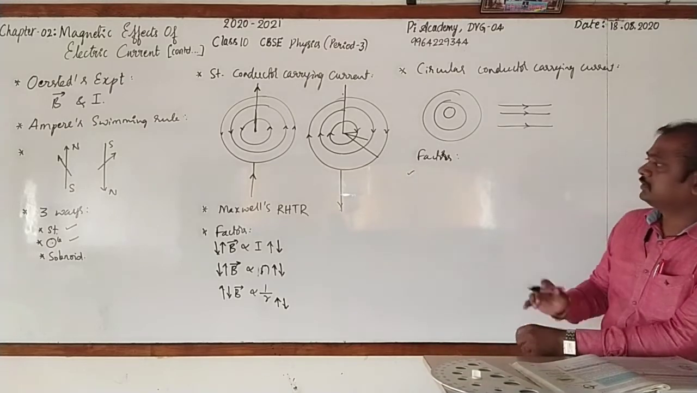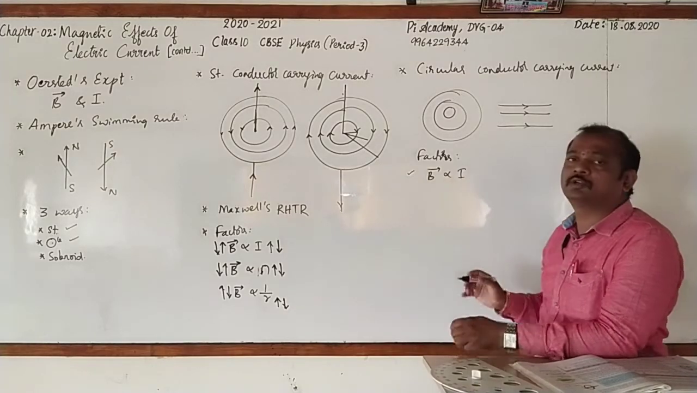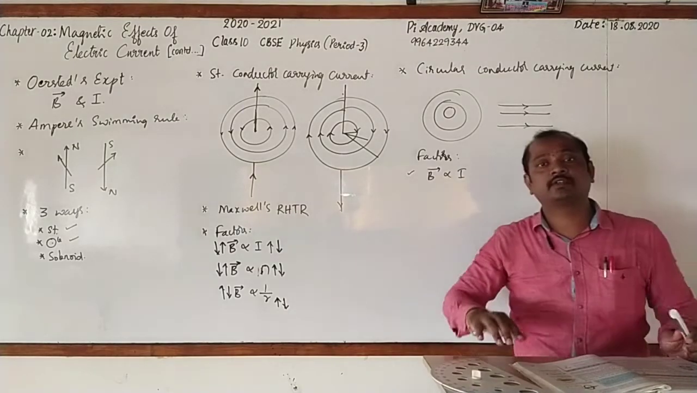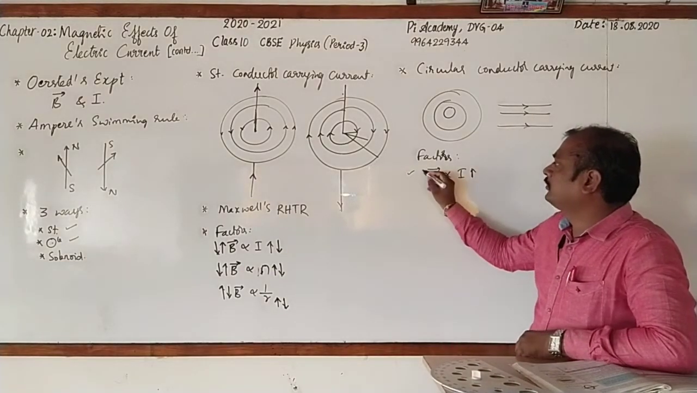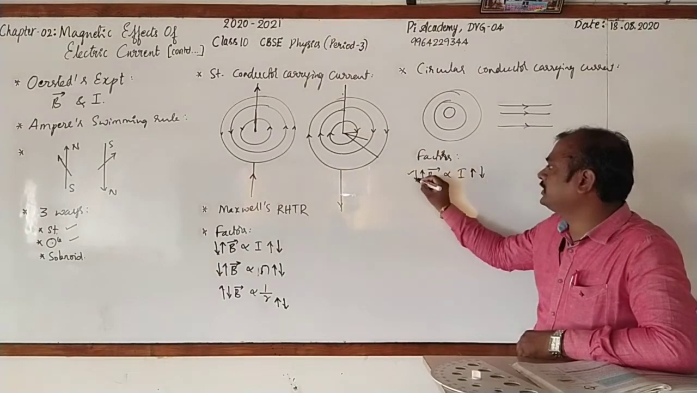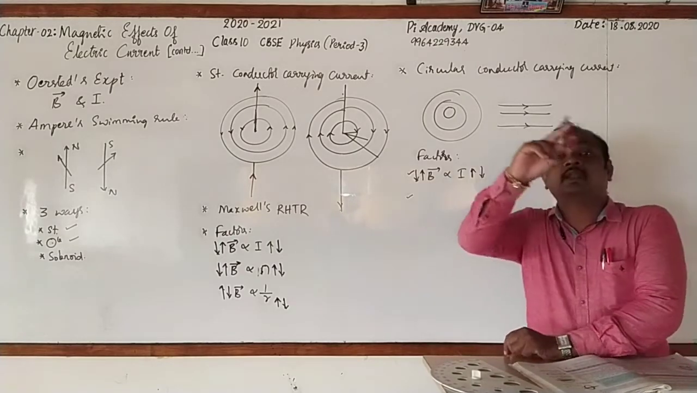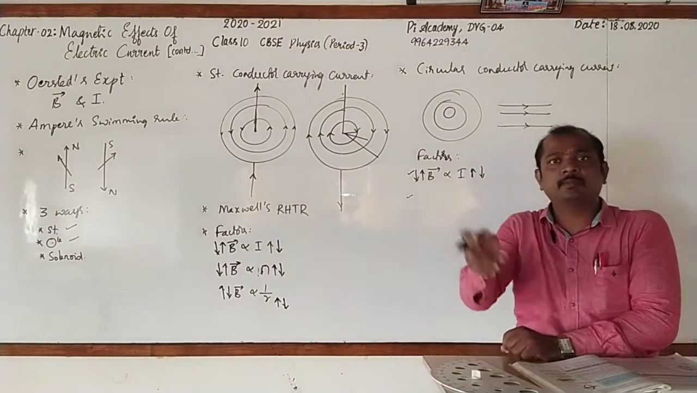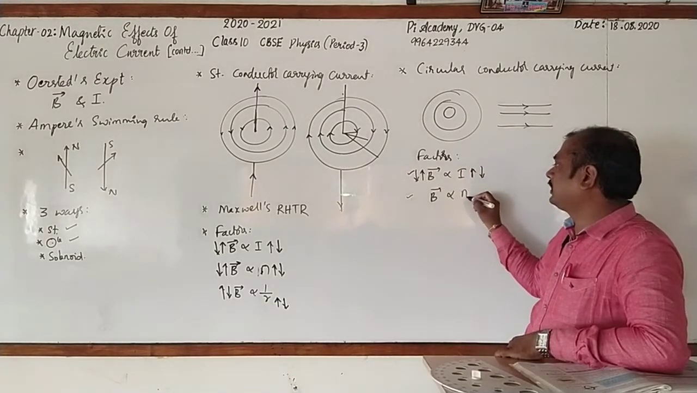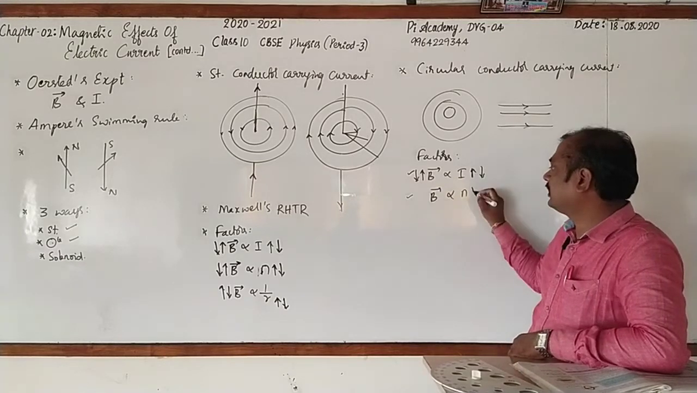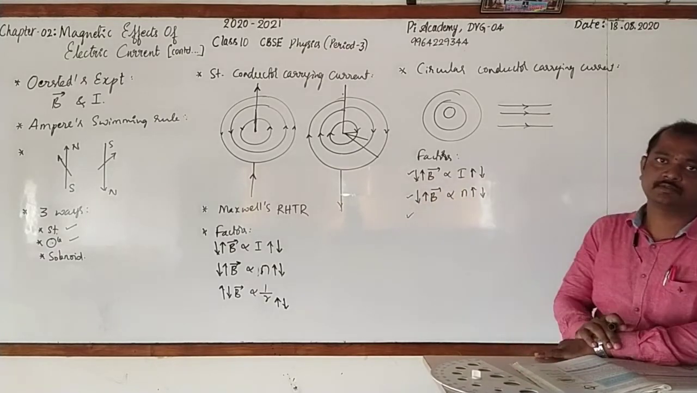First one, same thing: strength of magnetic field is directly proportional to the amount of current that flows in the circular conductor. As current increases, field strength increases. Current decreases, field strength also decreases. Next point, the number of loops, nothing but the number of turnings. So here also, as the number of turnings increases, the field strength also increases. As it decreases, field strength also decreases.